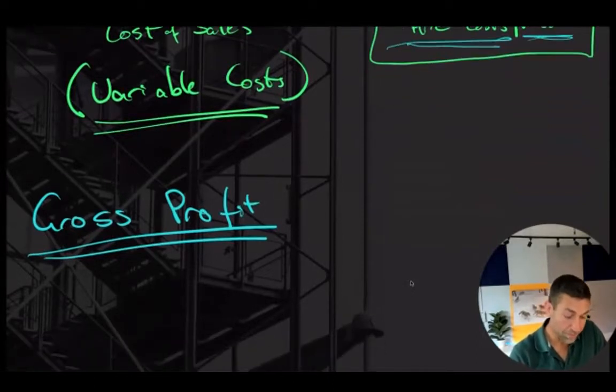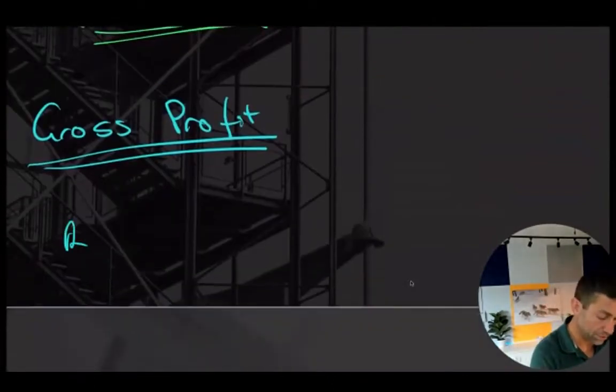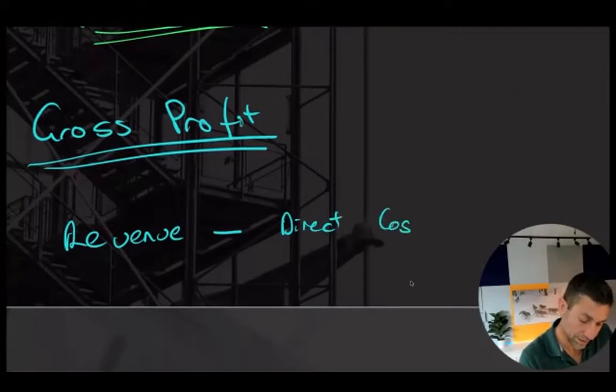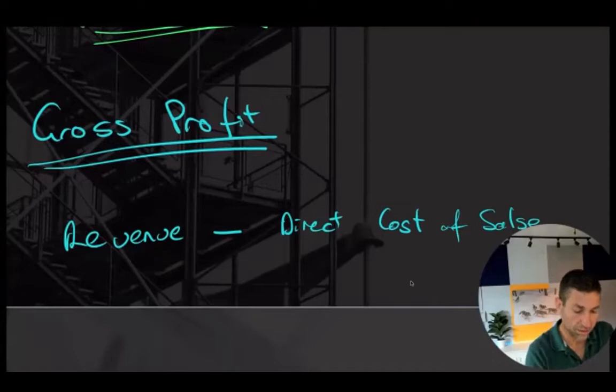Gross profit is revenue minus direct cost of goods sold, direct cost of sales. Not salsa. Right, that's what gross profit is.